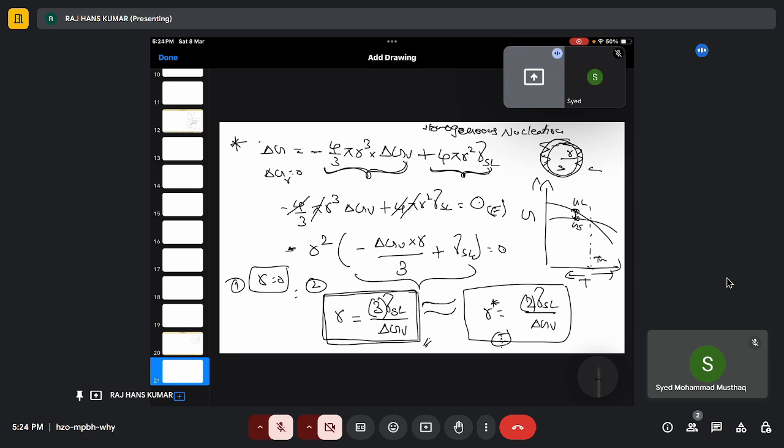That is what it means. Right? Because there is no extra energy to supply to form the surface area.